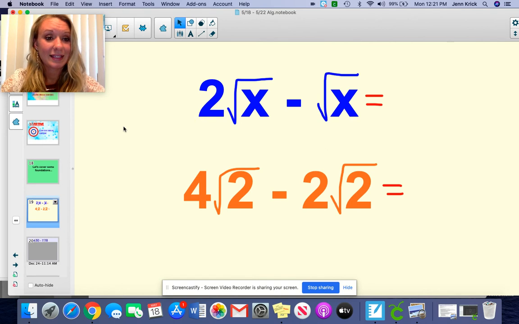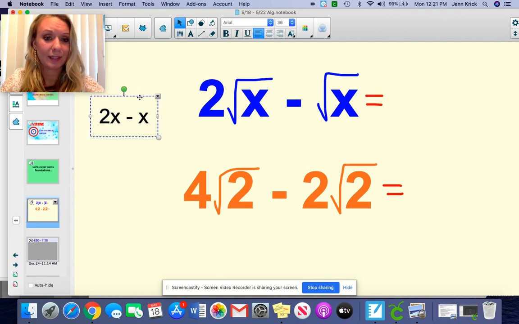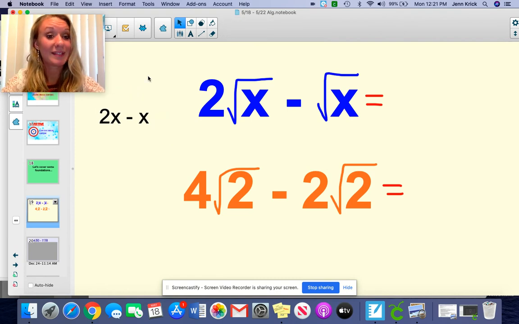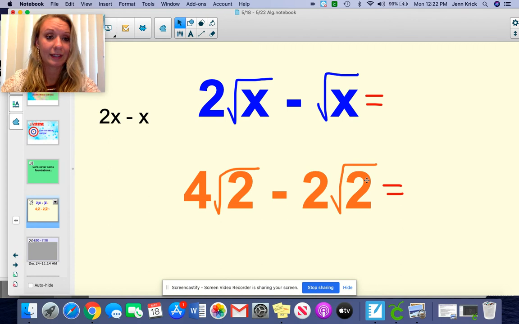If I gave you an equation like 2 rad x minus rad x, this is kind of like combining like terms. If I said 2x minus x, you guys would be like, okay, duh, that's just 1x. Same concept here. Your radicals that are the same, like rad x or rad 2, act as like terms. Then you just need to subtract the coefficients.